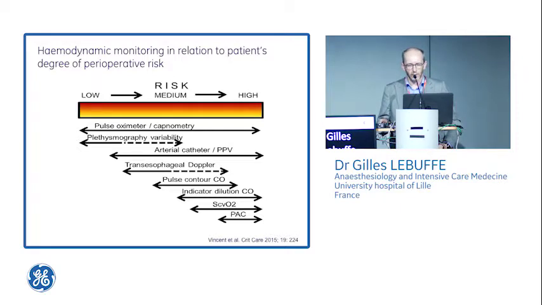So when we look at the risk of your patient, you have to adapt your monitoring. For a medium to high risk patient, an arterial catheter can be necessary, and after you use cardiac output stroke volume monitoring. And for a high-risk surgical patient with a degree of hemodynamic instability, you need from time to time venous oxygen saturation, and after you can need a calibrated cardiac output measurement.